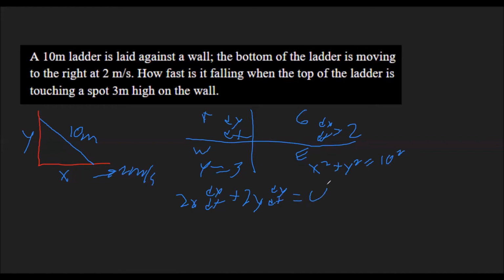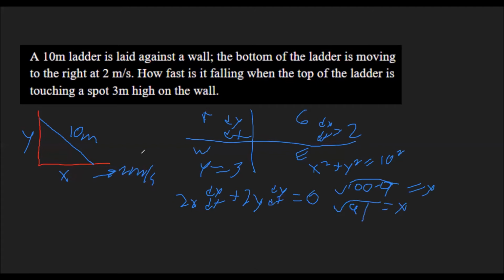And this is equal to 0 because any constant when derived is equal to 0. So from here, we can almost fill in our variables, except we don't know what the value of x is. We know that y is equal to 3. We know that dx/dt is equal to 2, but we don't know what x is. Luckily, we can find it by using this equation. We can fill in 3 for y, so we know that the square root of 100 minus 9 is equal to x. So we know that x is equal to the square root of 91.